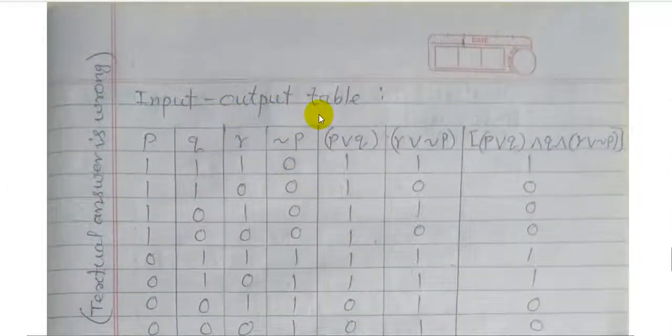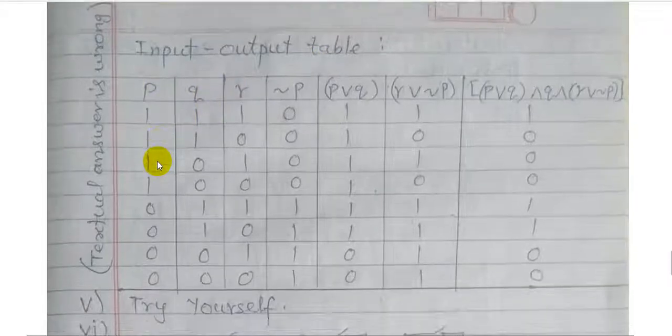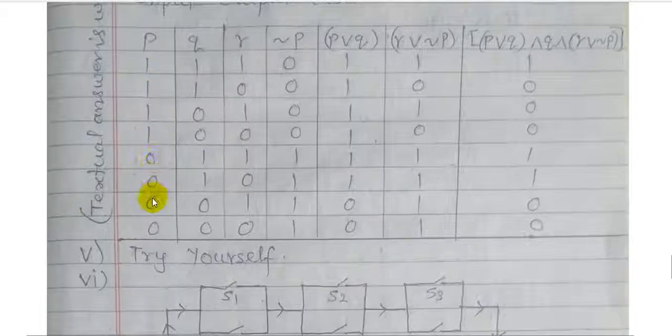So for the input output table, first we write P, Q, R, the three basic terms. P is 4 times 1, 4 times 0; Q is double 1, double 0, double 1, double 0; and R is 1 0 1 0 1 0 1 0. For negation P, just the opposite of P, the first column. So here 4 times 0, 4 times 1.